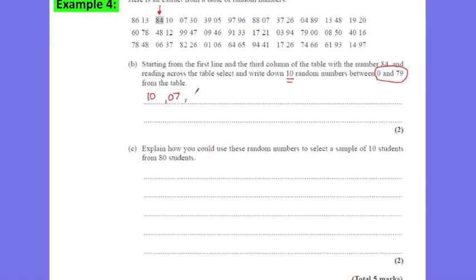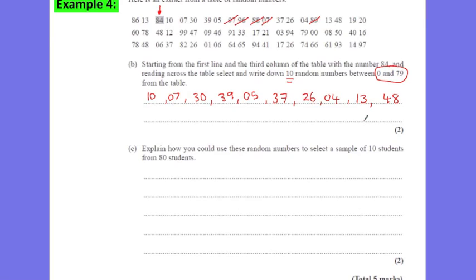7, 30, 39, 5. Next number, cross out. Too large. Next number, too large. Next number, too large. 07, repeat, cross out. 37, next number. 26. 04, next number, too large, cross out. 13, and lastly, 48. Checking there, you have 10 numbers, all between 0 and 49, and no repeats.